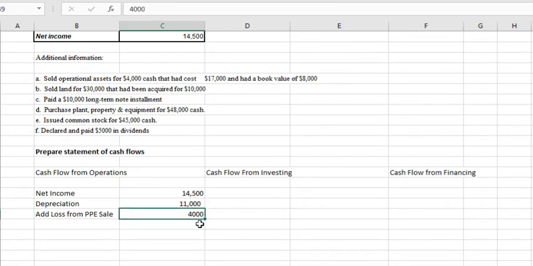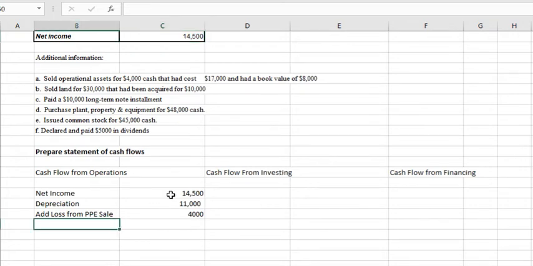Why are we adding this back again? Because the net income has that figure, but we are looking at it from operational perspective. A loss from PP&E sale typically is not part of operations. We are going to consider that in the cash flow from investing.